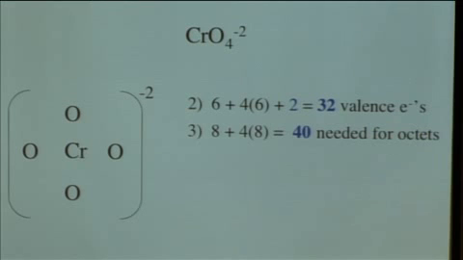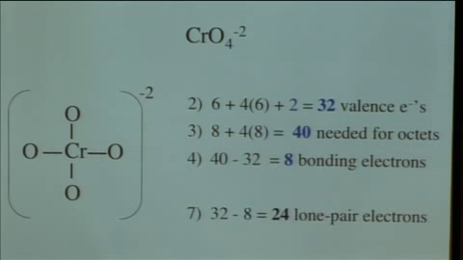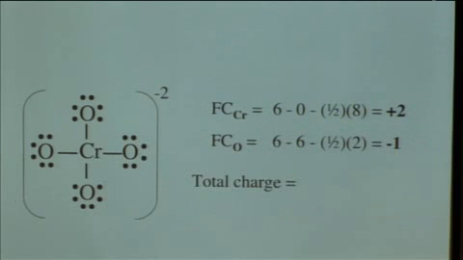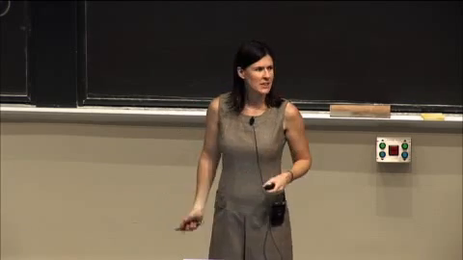40 are needed to fill up octets. So again, we have 8 bonding electrons available, so we can go ahead and fill these in between each of the bonds. We then have 24 lone pair electrons left, and we can fill those in like this. The problem comes now when we figure out the formal charge. When we do that, we find that the chromium has a formal charge of +1, and each of the oxygens has a charge of -1. So we actually have a bit of charge separation here. Without even doing a calculation, what is the total charge of these added up?